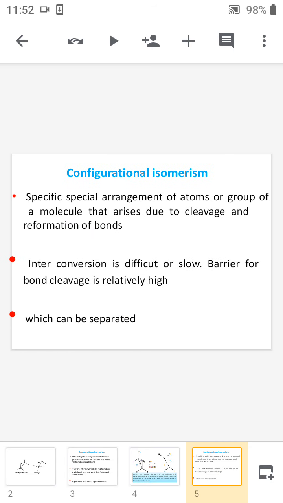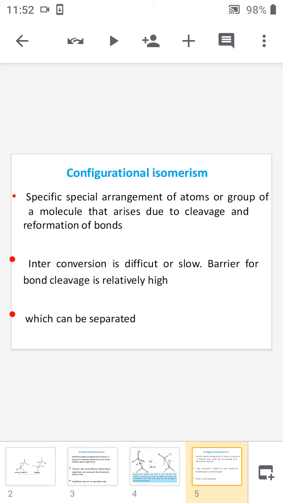Now we are moving into configuration isomerism. Configuration isomerism means the specific spatial arrangement of an atom or a group of atoms in a molecule that arises due to the cleavage or the deformation of the bond.